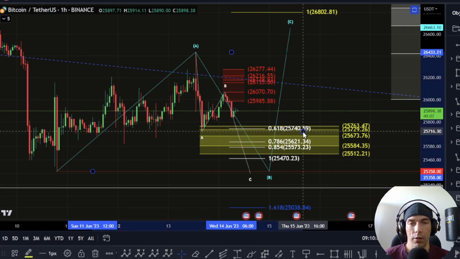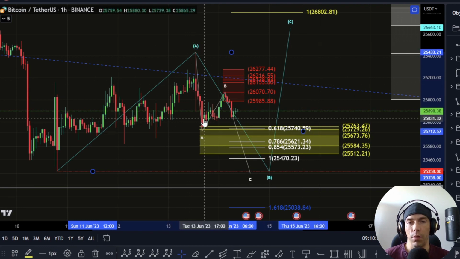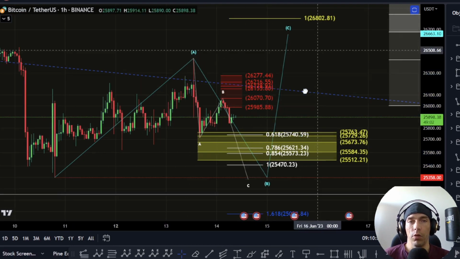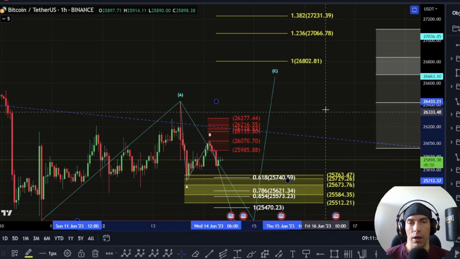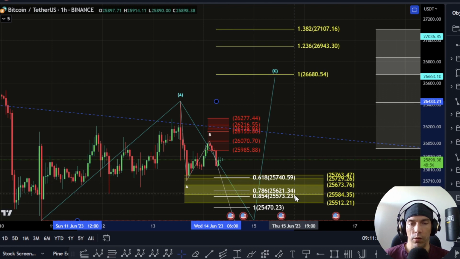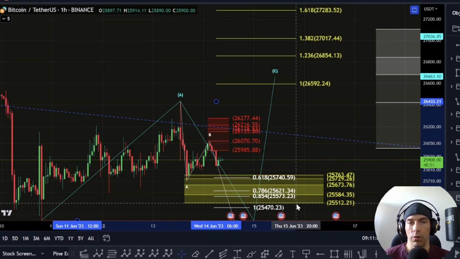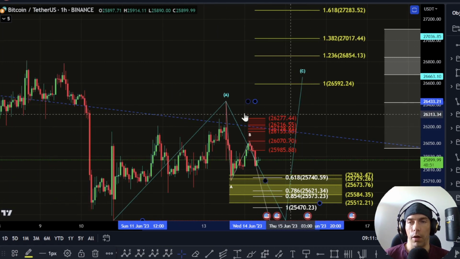Now, depending on where we actually come from, if we say that this is a B wave completed already here, our 1-to-1 is here at this 26,802. If we did come down slightly lower here and we went towards this 854 region, that 1-to-1 would then be here towards this 26,592.